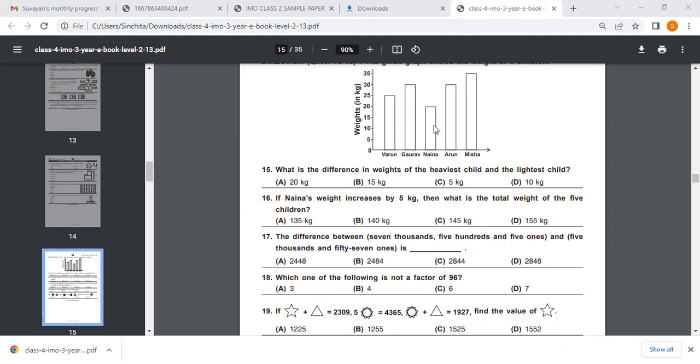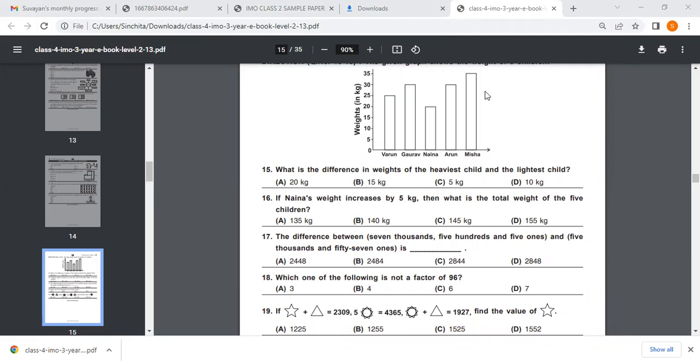So if you add Varun, Gaurav, Naina, Arun and Misha, what is the weight? What is the weight of Varun, beta? 25. Very good. So add 25 plus 25. What is the weight of Gaurav? Yes, it's 30. So 25 plus 25 plus 30 plus what is the weight of Arun? 30. Very good. And what is the weight of Misha? 35. Very good. So add all these numbers. You will get the answer.